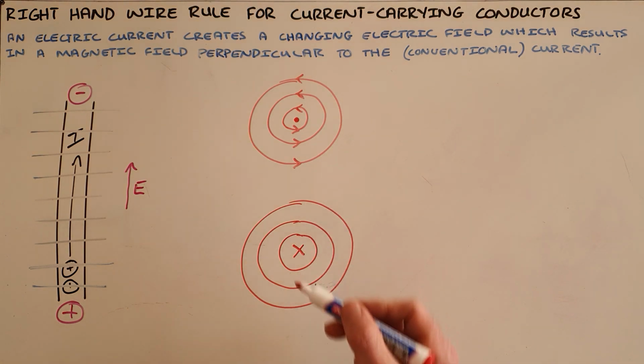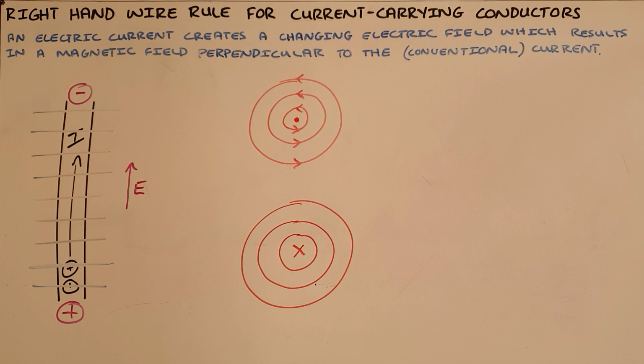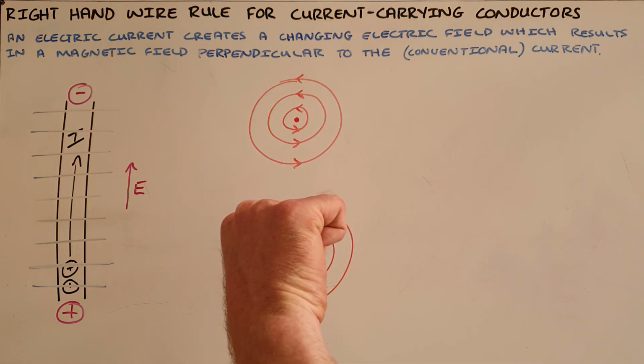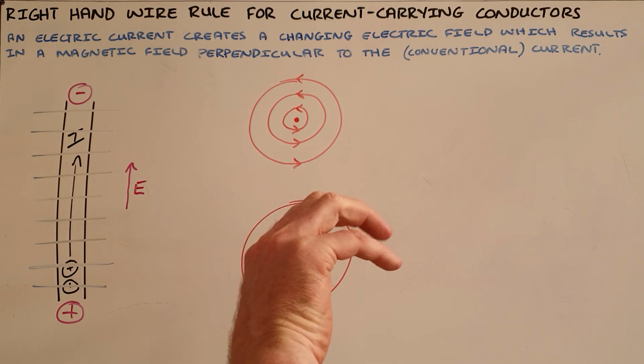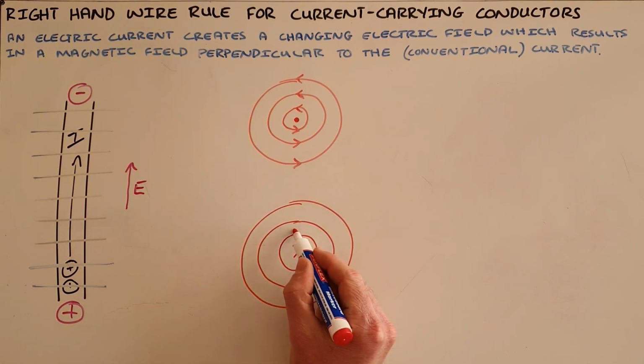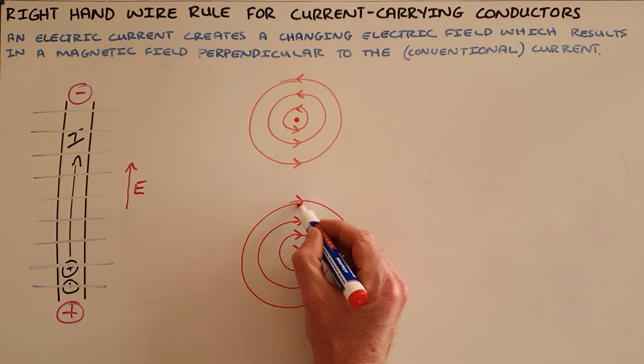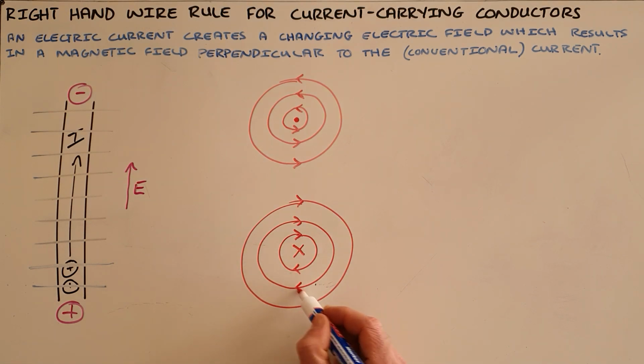We show that with 3 concentric circles to represent the magnetic field, and using the right hand wire rule, we point our thumb in the direction of the current and our fingers curl in the direction of the magnetic field around that wire.